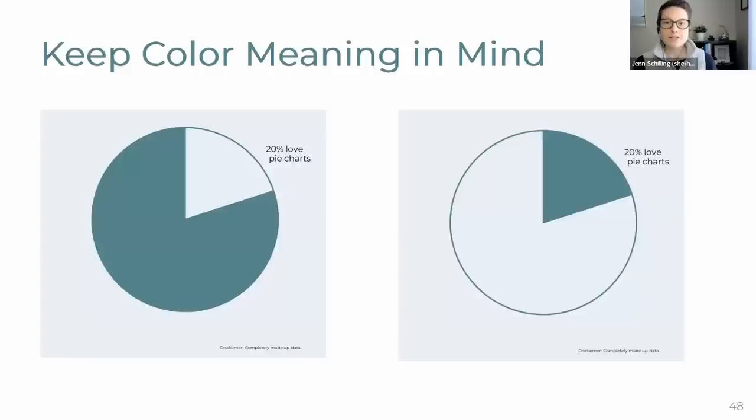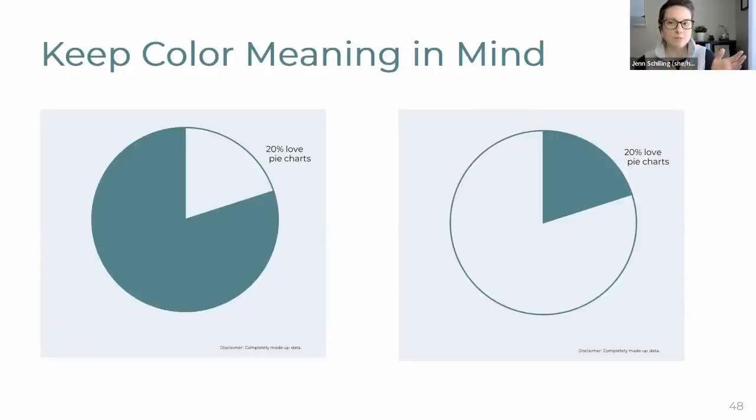Another meaning to keep in mind is that we associate darker with greater or more important. So when highlighting information, it works best to use a darker color for the most important piece and a lighter color for the other pieces. This is completely made up data, but notice where your eyes focus in each of these graphs. So if my message here is that 20% of this made up data people love pie charts, and I highlight the 80% section of the chart in a dark color and just put the 20% in the light background color, our eye actually gets drawn to the teal dark section, which is not where I want my message to be, which is not my message.